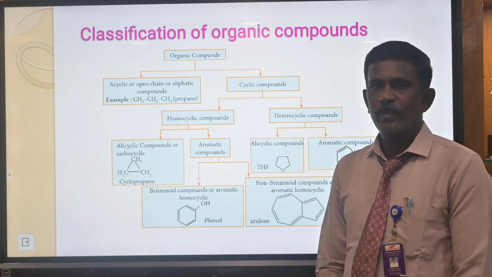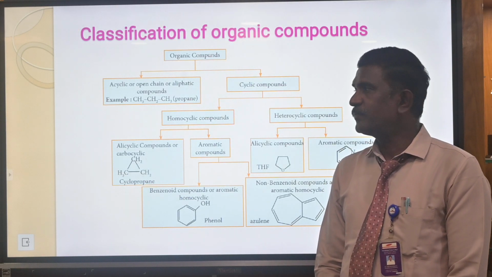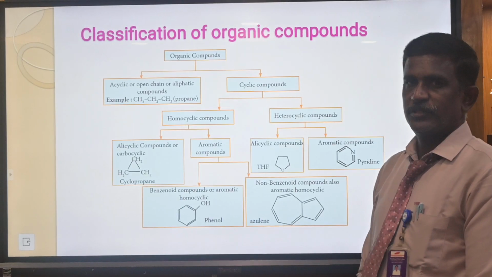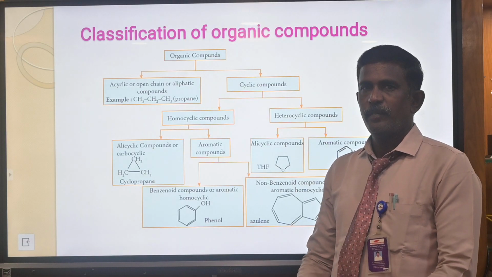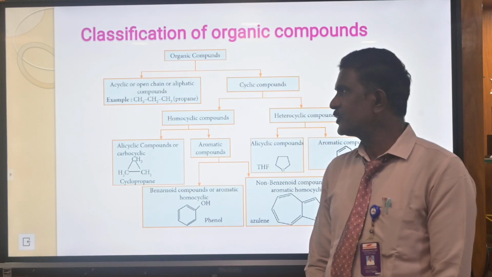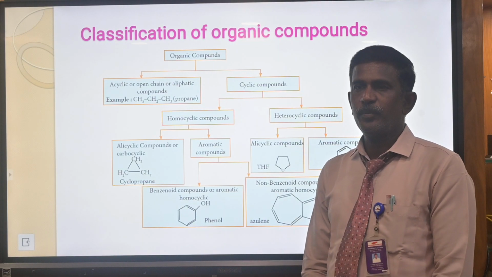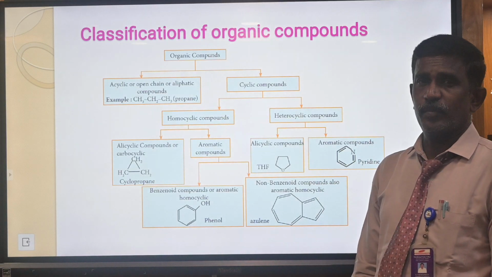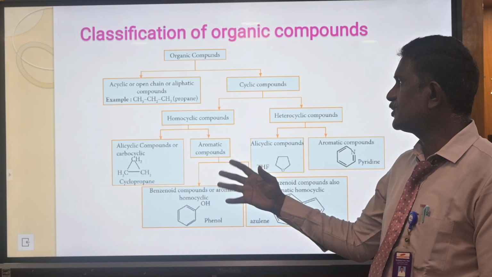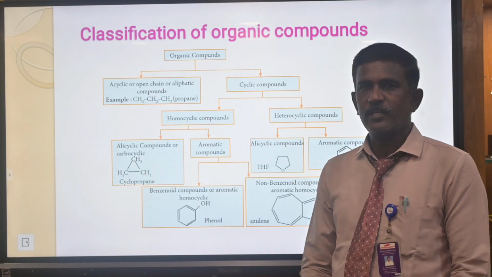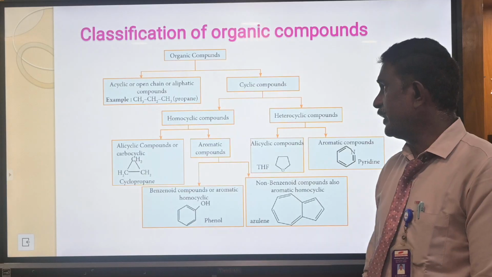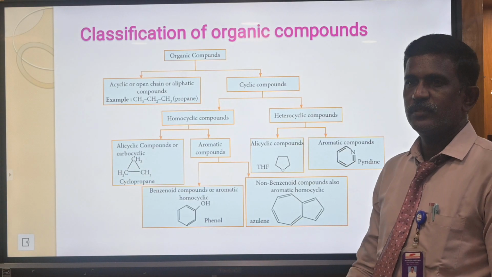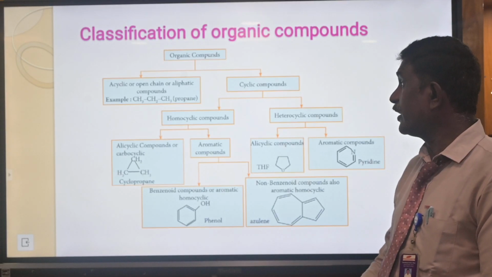Let's now see the classification of organic compounds. Organic compounds are majorly classified into 2 different types. One is open chain compounds, another is cyclic compounds. In open chain compounds, the carbon atoms are connected in a straight chain or a branched way, whereas in cyclic compounds, carbon atoms are connected in a ring form.